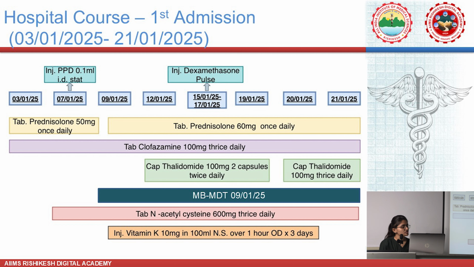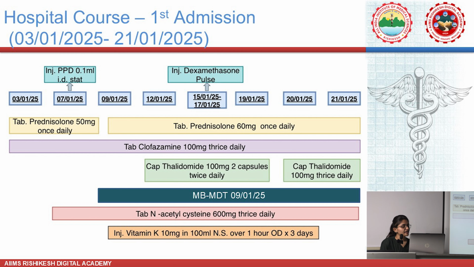Additionally, injection PPD was also given at a dose of 0.1 ml intradermally, which acts as an immunotherapy. And despite this, owing to the recalcitrant nature of the disease, injection dexamethasone pulse was also given at a dose of 100 mg in 5% dextrose over, in total, 3 days of pulse therapy.